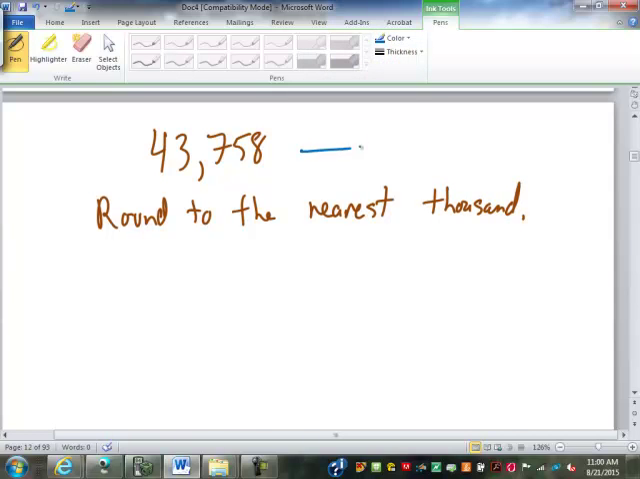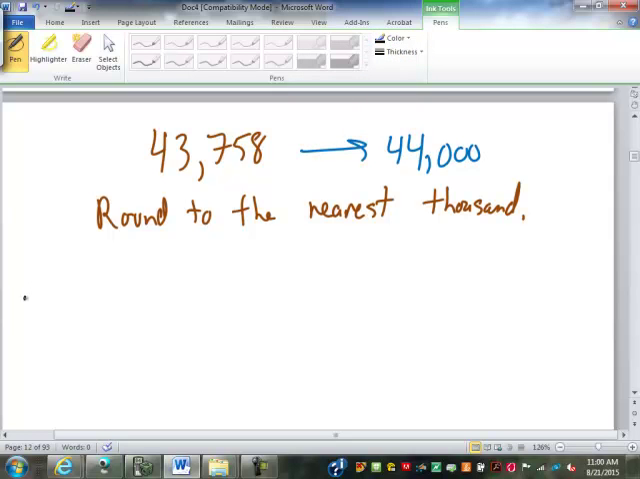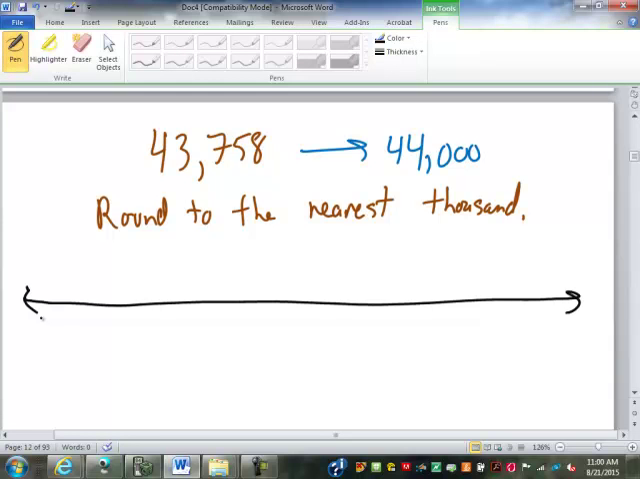Well, most of us know how to do that. What would that come out to be? 44,000. Good. But let's look at what it really means to round to the nearest thousand. Like so many other things in math, it comes back to a number line. And when we're being asked to round to the nearest thousand, what it's asking us to do is look at the number line and focus only on the thousands.